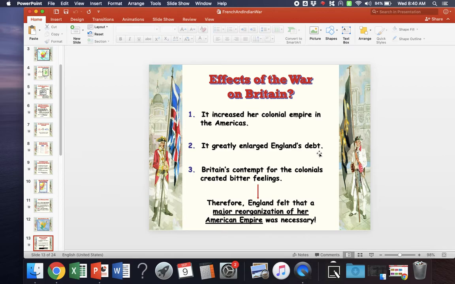Britain's contempt for the colonials created bitter feelings. Therefore, England felt that a major reorganization of the American empire was necessary. This contempt is, these colonials think they are equal to us, while the colonials are waving that equal freak flag. Yeah, we are equal. We're British. We are British citizens. And this will be one of the things that will lead us very, very quickly into this idea of revolution. This slide is really important. Number 2 and number 3, very important.